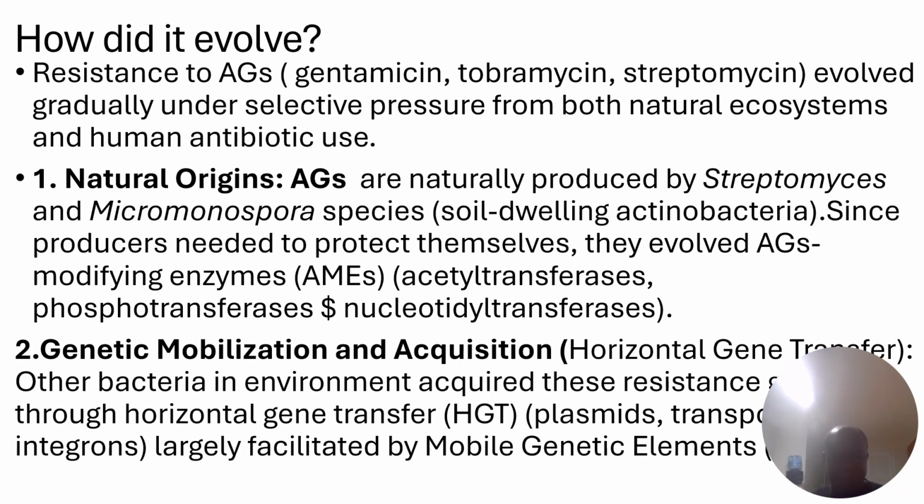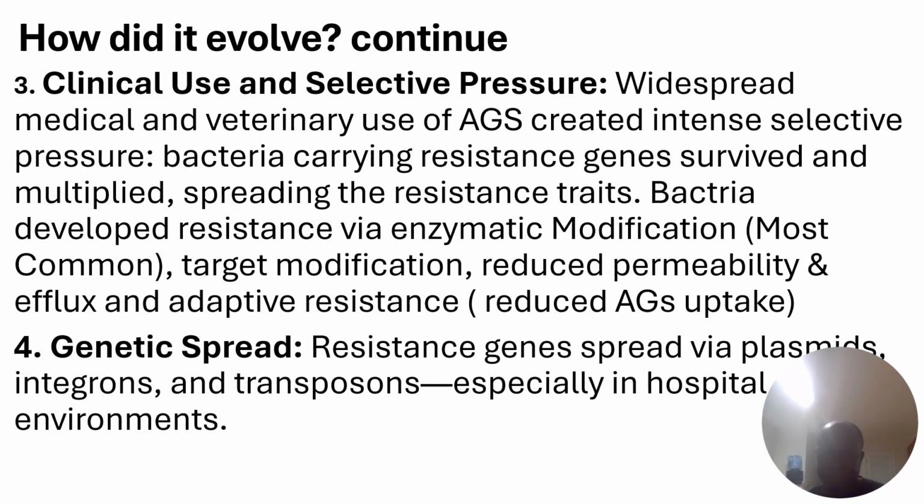Then we have genetic mobilization and acquisition, called horizontal gene transfer. Other bacteria in the environment acquire this resistance through horizontal gene transfer, largely facilitated by mobile genetic elements. Then, clinical use and selective pressure. Widespread usage of AGS has also created intense selective pressure, where bacteria with resistance genes survived and multiplied, spreading the traits to others.